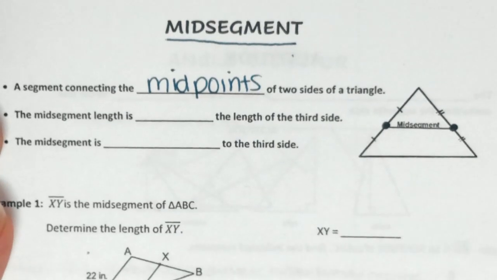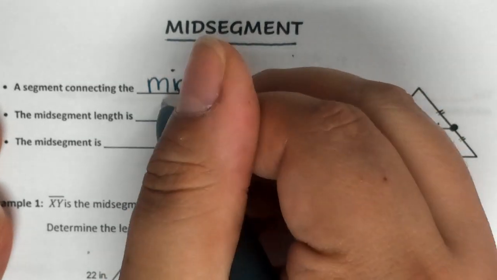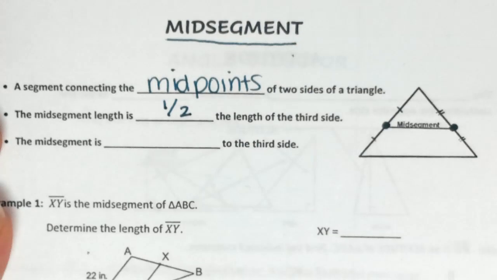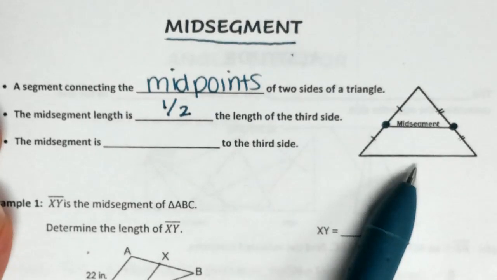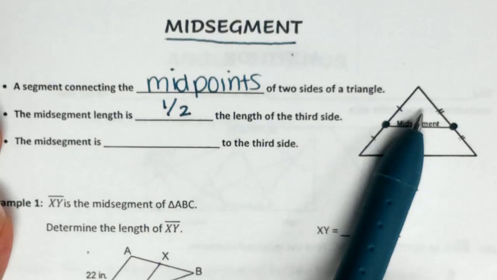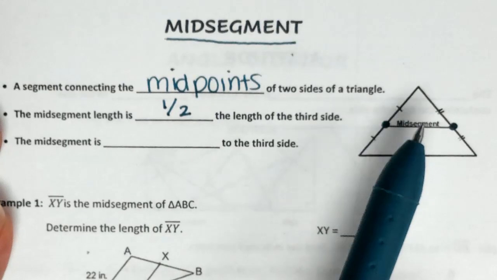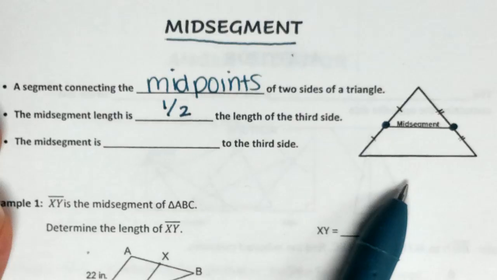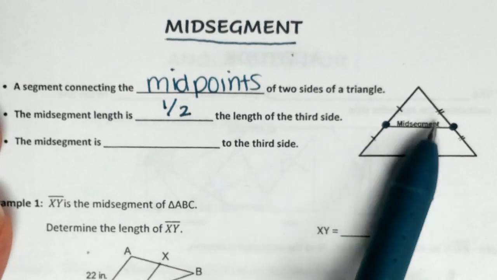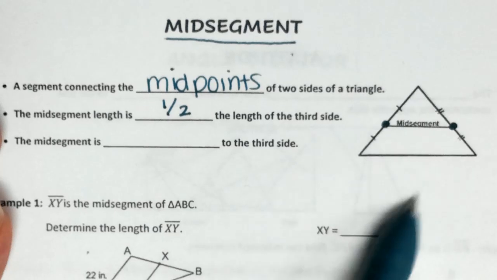Mid-segments are special because a mid-segment is half of the length of the third side. So if I said this third side was 20, what is my mid-segment? Half. It's half of it. 10. What if I said the mid-segment was 8? What's the third side? 16. So you can just multiply or divide by 2 depending on which direction you're going.